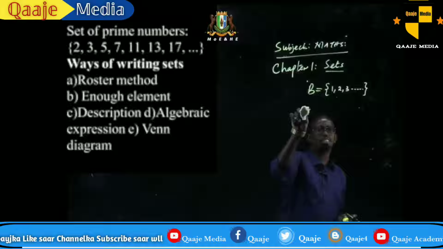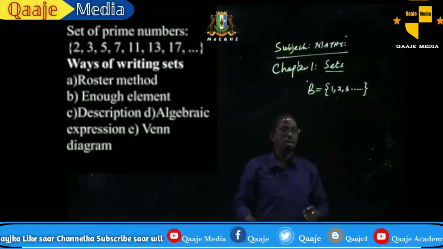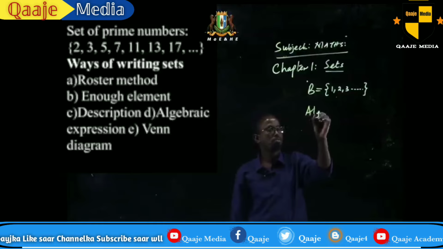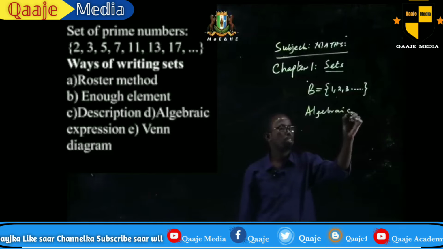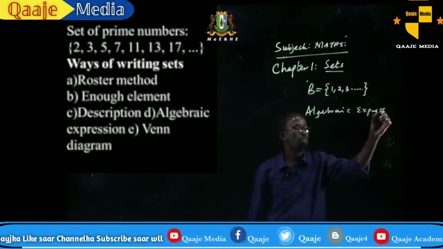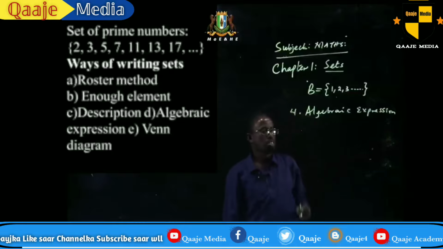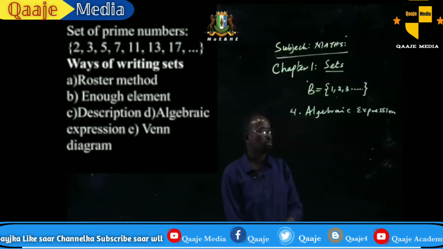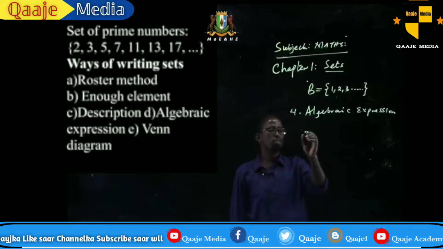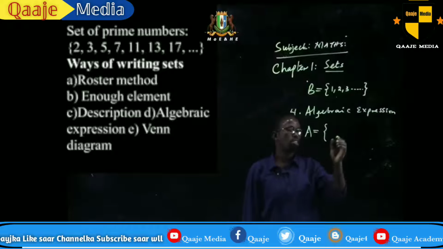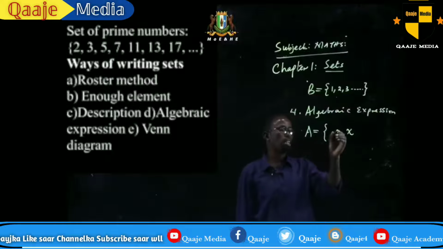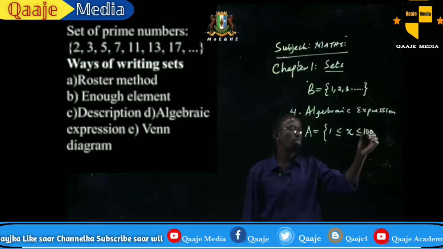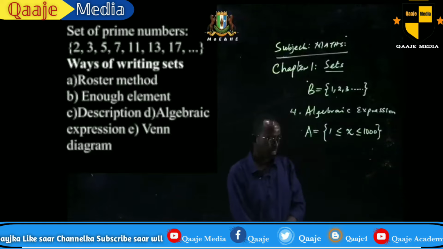The fourth way of writing sets is known as by algebraic expressions. That is number 4. For example, I want to list all the numbers from 1 up to 1000. It will be very tedious for me to write from 1 to 1000. What I will do is, I just name that set, set A. You just write X representing the numbers, greater or equal to 1, less or equal to 1000. So that is another way of writing sets.